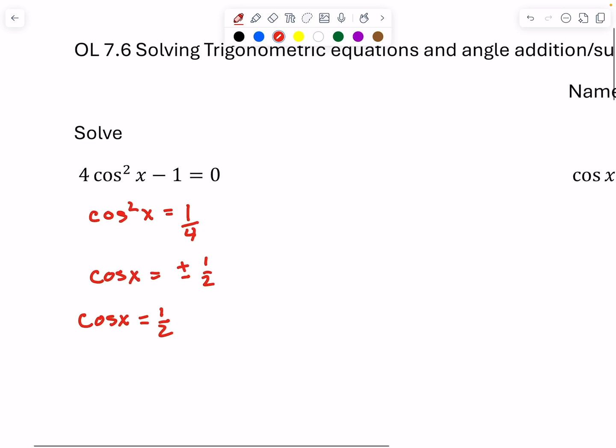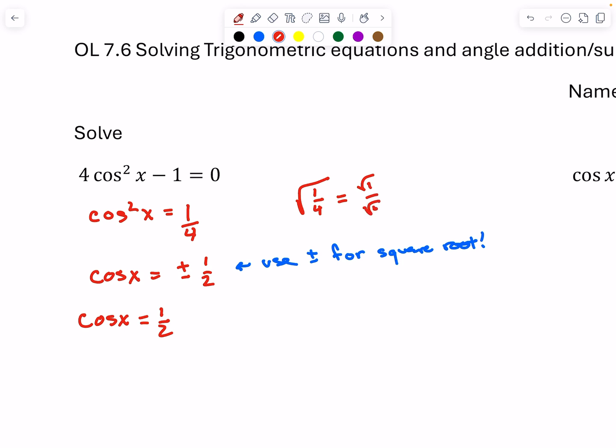Don't forget, when you take square roots, use plus or minus for square root. Also remember, square root of a fourth is 1/2. Okay, so the one that people keep forgetting is that you can be negative 1/2 also. All right, so what have we got?